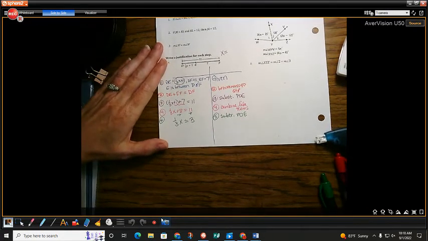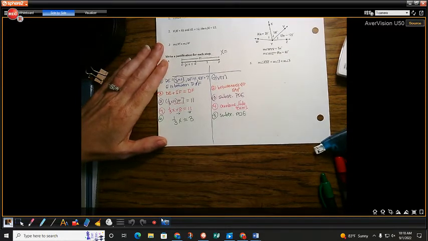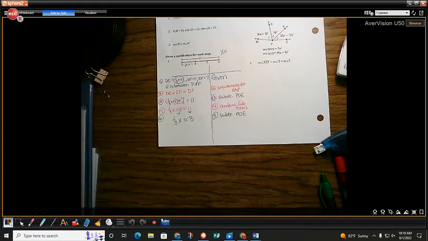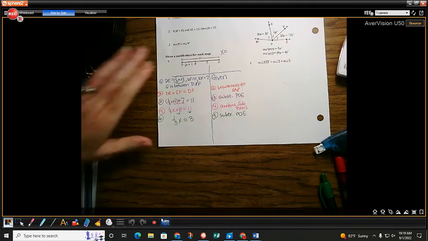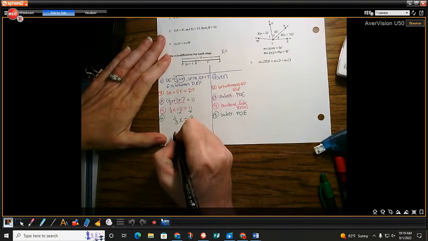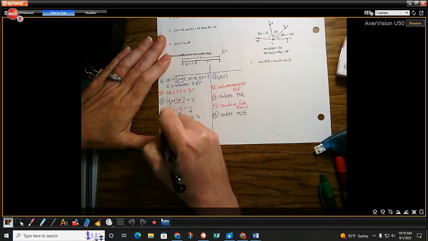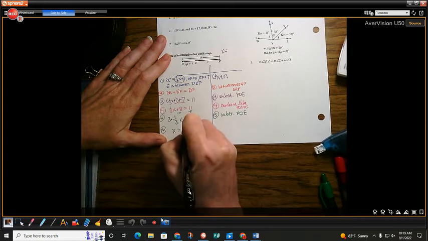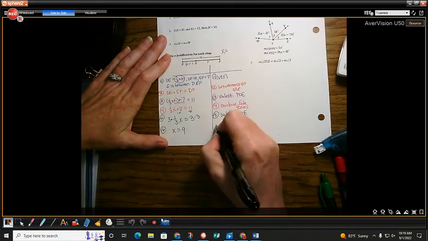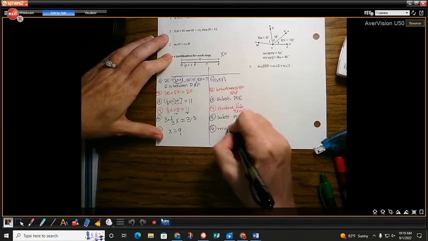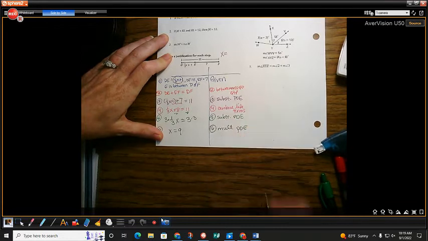Last step. Next victim. Somebody hasn't said this a lot yet. In fact, I'm going to just pick a victim here. Sophia, I haven't picked on you much yet. What can I do now? I could multiply both sides by 3, and that would give me x equals 9. What property let me do that? That's your multiplication property of equality.